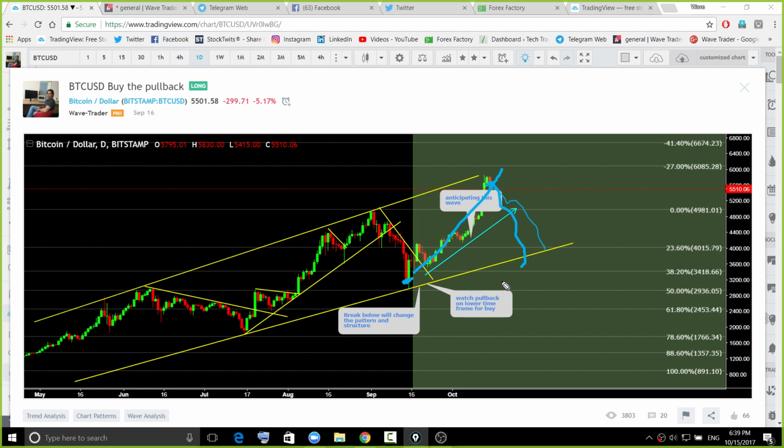Many traders are trying to push this pair, every time looking for sell, trying like this, looking for sell. You know what, they are not accepting that they were wrong. They are wrong.